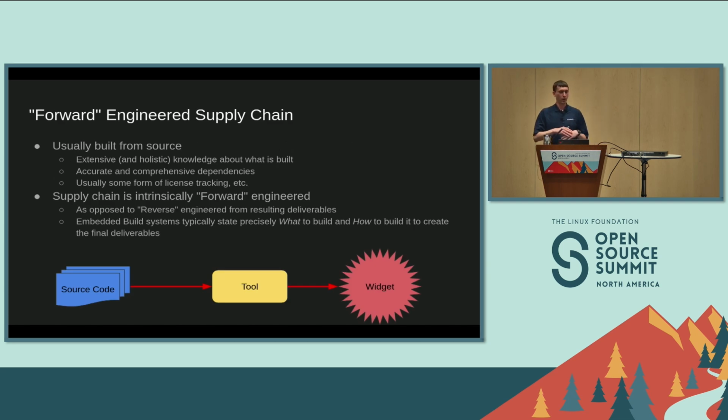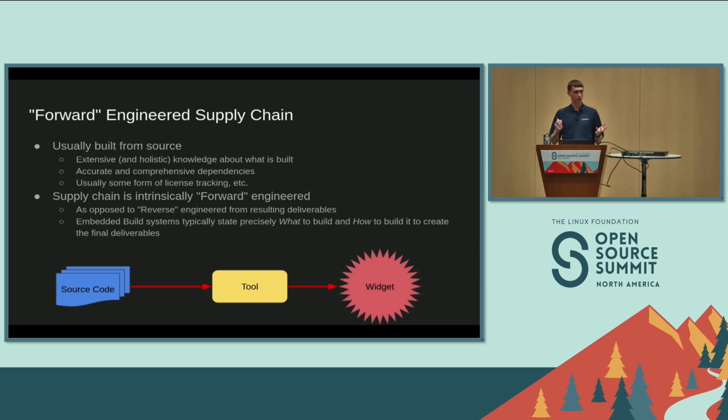So one of the things we can say is that we forward engineer our supply chain, right? We are building from source an entire system, usually almost entirely from source. We have extensive and holistic information about what we're building into our systems. We have to accurately be tracking dependency information because it wouldn't build if we didn't. And we usually have some form of license tracking. A lot of projects do that just because people really care about that kind of thing and it's important.